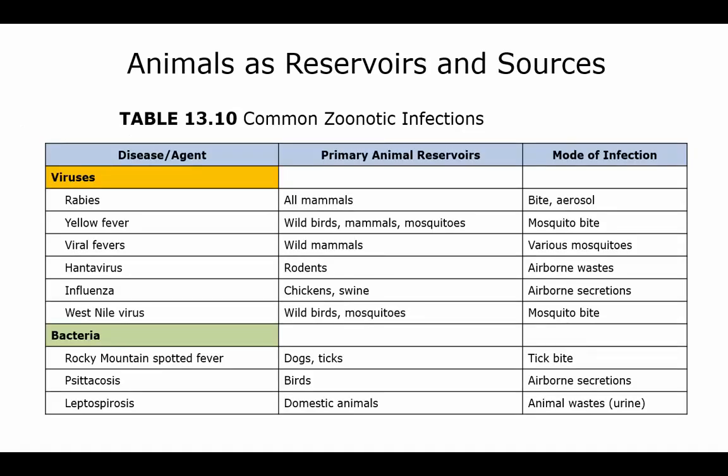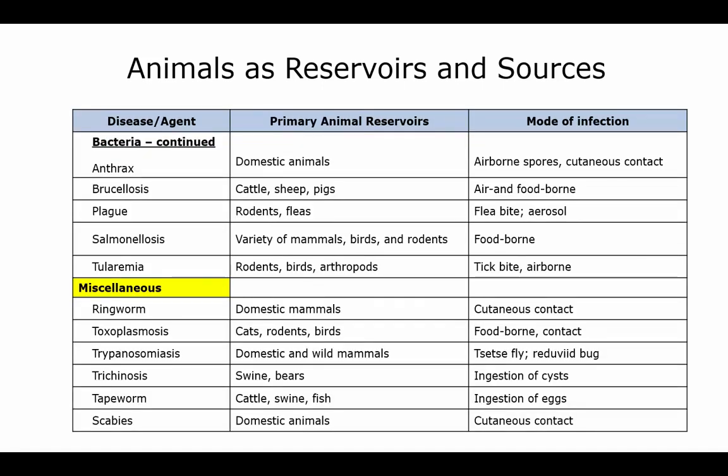These are some of the common zoonotic infections. You see rabies there, hantavirus that comes from rodents, it's airborne, influenza, West Nile virus. You see the salmonella there that's foodborne, toxoplasmosis from cats, trichinosis from pork, tapeworm. All of those are animal reservoirs.